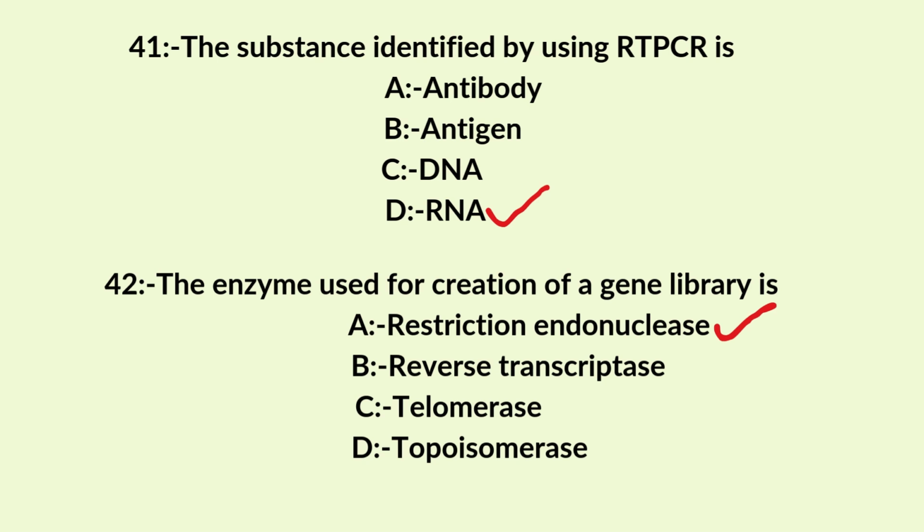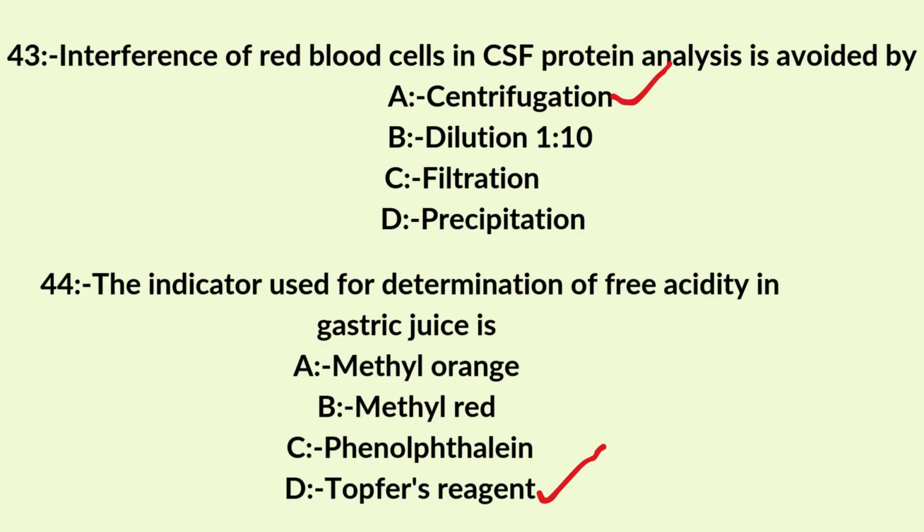The substance identified by using RT-PCR is, options: antibody, antigen, DNA, RNA. Answer is option D, RNA. Next one, the enzyme used for creation of a gene library is, options: restriction endonuclease, reverse transcriptase, telomerase, topoisomerase. Answer is option A, restriction endonuclease.